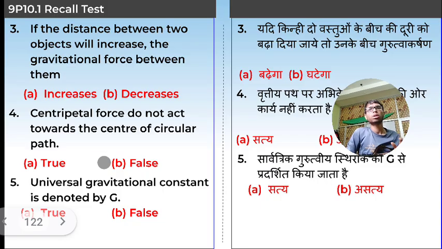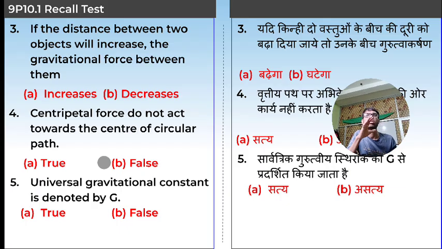Third question is, if the distance between two objects is increasing, the gravitational force between them, hold on, distance is increasing, mass is fixed. If mass is fixed and distance is increasing, then of course force will be decreasing, because distance is increasing. Now fourth question is that centripetal force does not act towards the center of the circular path. I think it should be wrong.